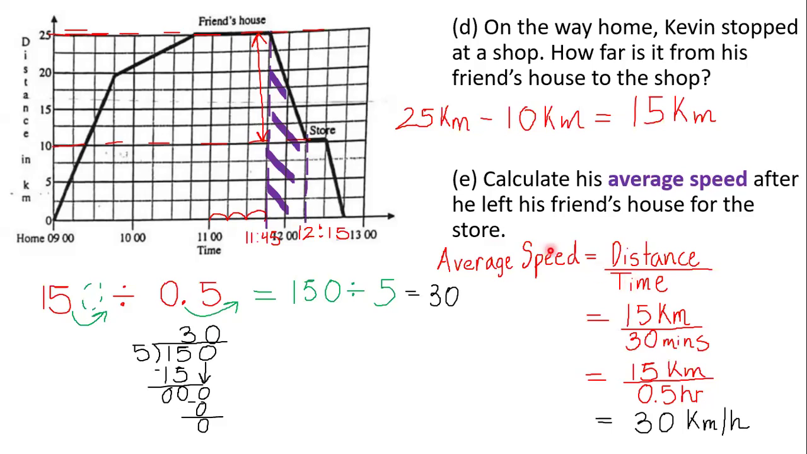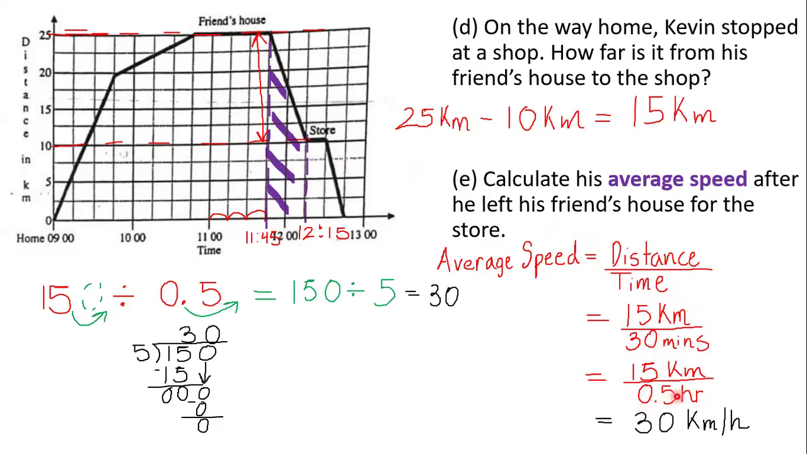The distance between his friend's house and the store is how much? 15 kilometers. Very good. The time taken is, we move from 11:45 to 12:15. That's going to be what? 30 minutes. Very good. And then we know 30 minutes is what? Half an hour, or 0.5 of an hour.